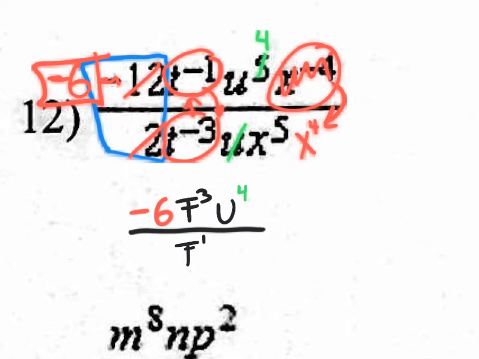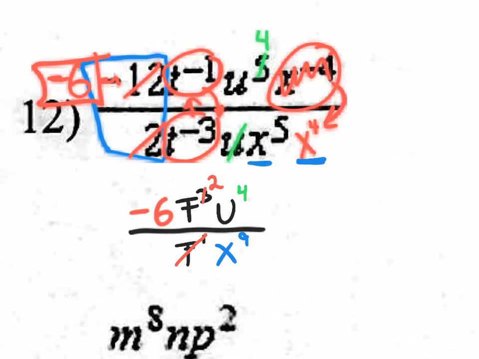On top, nothing. But on the bottom, we really do have the x to the 5th times x to the 4th. And what is that? X to the 9th. Now, the only other thing we could do is cross out t's. So there's 1 t on the bottom that disappears with one of these 3, which means I have 2 left over.